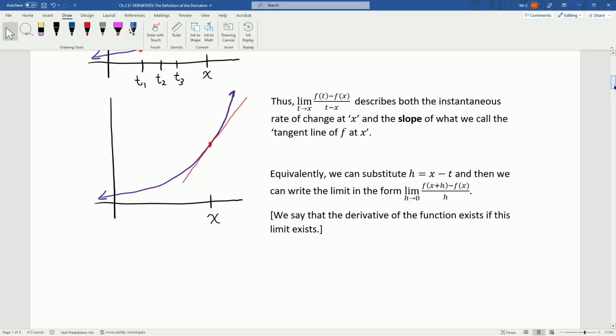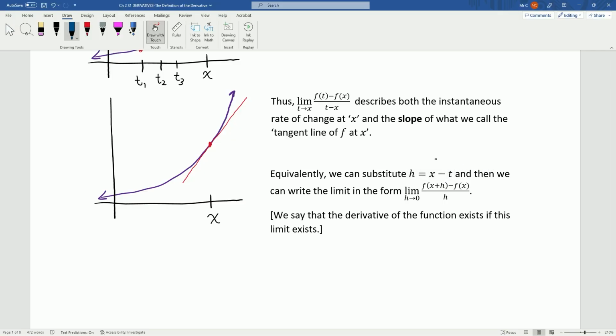Now, as we've seen in some previous work, sometimes changing the form of the limit, expressing the limit in a different way, can make it easier to solve. Now, we're going to take a look at a different common form for this instantaneous rate of change. We can substitute h equals x minus t. So then what do we get?